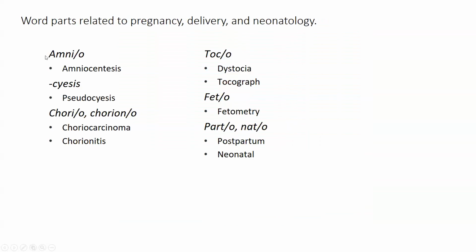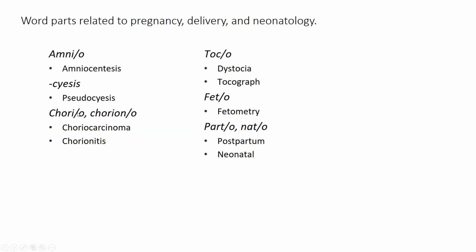Like amnio refers to that membrane that's around, the closest membrane to the developing fetus. A common procedure is an amniocentesis, which again literally means puncturing that membrane, but it's to withdraw some of that amniotic fluid because it will contain some fetal cells that you can then do tests on to test for different kinds of genetic disorders and things like that. Generally monitor how well the pregnancy is going, how well the development is going, things like that. Cyesis refers to pregnancy itself, the state of being pregnant. So pseudocyesis would be a false pregnancy.